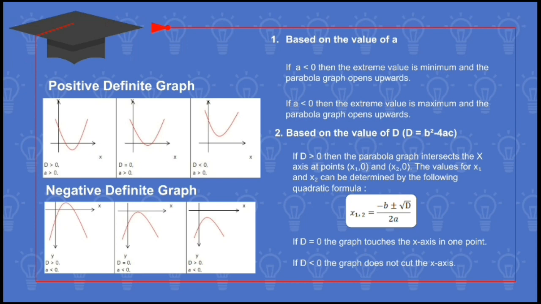If D is equal to 0, the graph touches the x-axis at one point. If D is less than 0, the graph does not cut the x-axis.